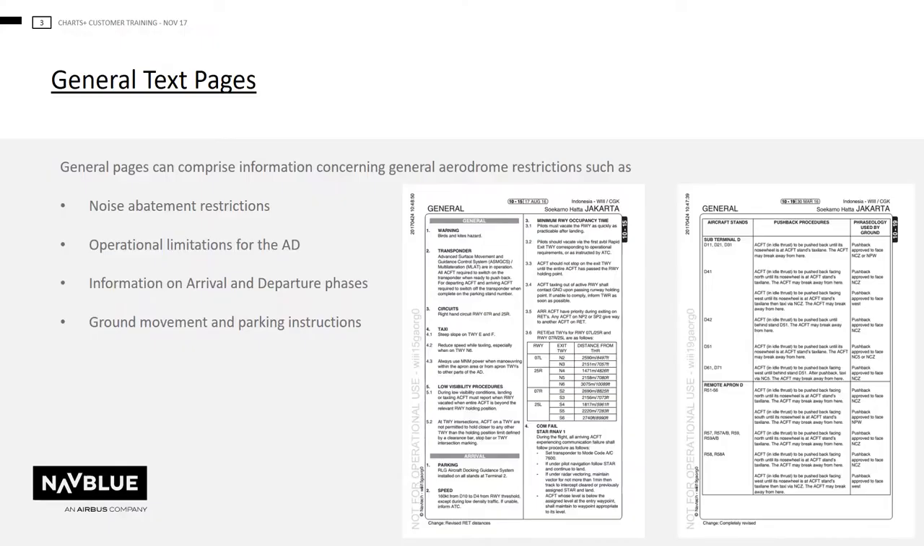General text pages can contain information such as noise abatement restrictions, operational limitations for the aerodrome, information on arrival and departure phases, ground movement and park instructions.